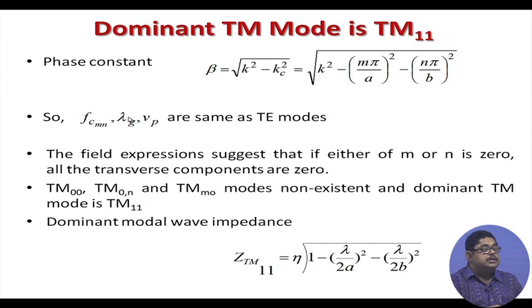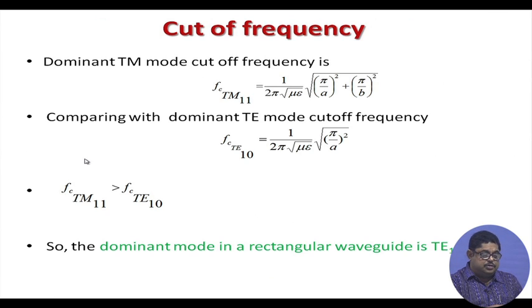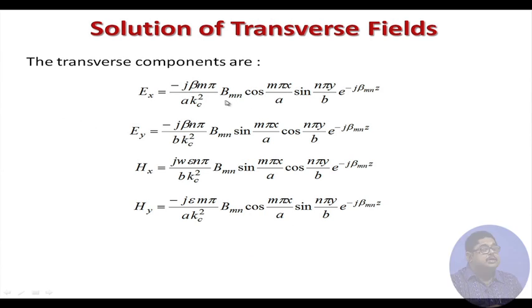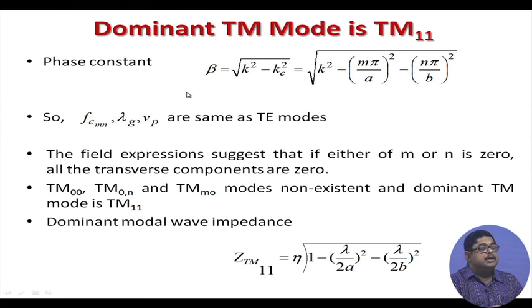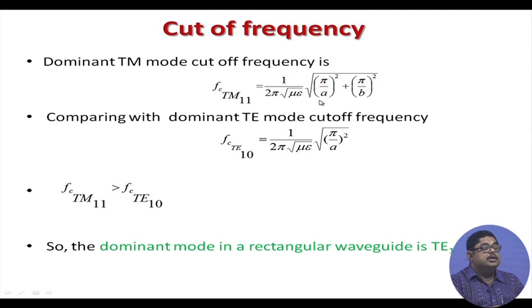The cutoff frequency, lambda g, Vp, and the field expressions suggest that this is a bit different from the transverse electric case: if either m or n is 0, all the transverse components are 0. So, TM00, TM0n and TMm0 modes cannot exist, because all the fields go to 0. The dominant mode, that means the first one that can start, is the one where both m and n are 1.